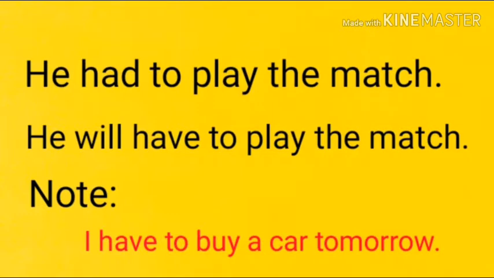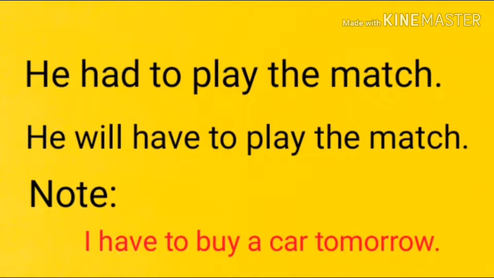The past form of must and have to is had to. The single word had to. Okay, he had to play the match, means it was necessary for him to play, so he played. Okay, for future of must and have to, we use will have to. He will have to play the match, means it is necessary for him to play the match in future, so he will have to play the match.